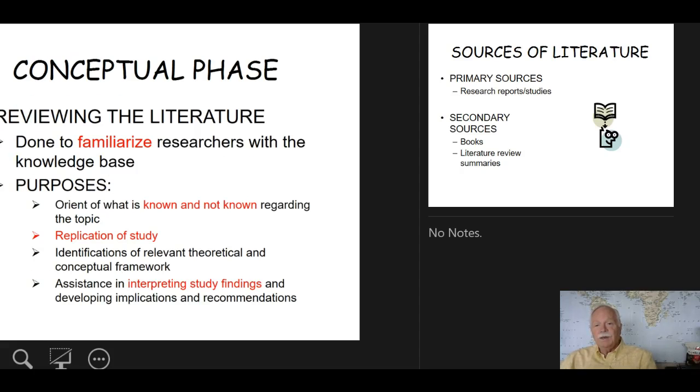So the next piece then is reviewing the literature. And I know you've done some homework assignments around this area, but it's done to familiarize the researcher with the knowledge base. And basically, it is what is known and not known regarding the topic. If it's a replication of a study, that would be something you need to report, and the identification of relevant theoretical and conceptual frameworks. And of course, the review of the literature can assist with the interpretation of the study findings and developing implications and recommendations.